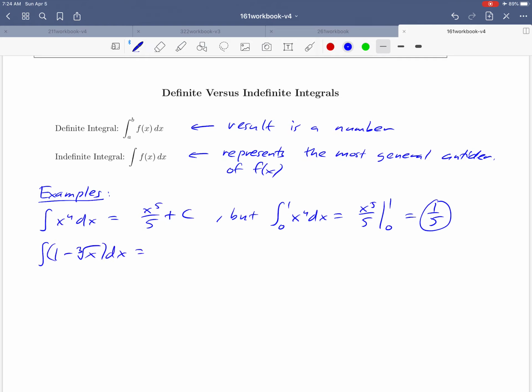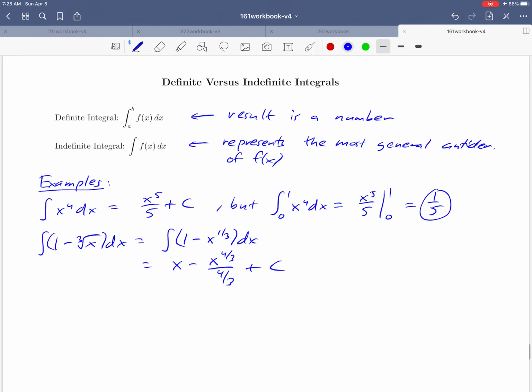What if we wanted the indefinite integral of 1 minus the cube root of x? Okay, well, we could maybe rewrite that as 1 minus x to the 1/3. And all we're after here is the most general antiderivative. So an antiderivative for 1 would be x, and then we'd use the power rule on x to the 1/3. So we'd have to take that 1/3 power, add 1 to it. That's going to give us an x to the 4/3 over 4/3. And to turn it into a general antiderivative, we'll just tack a plus c on the end.